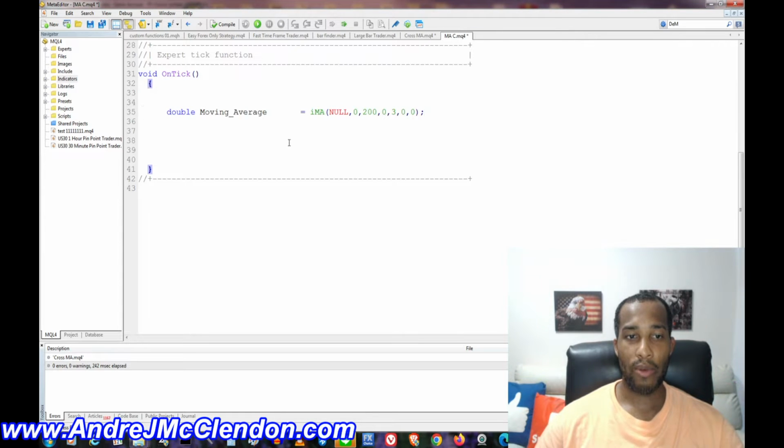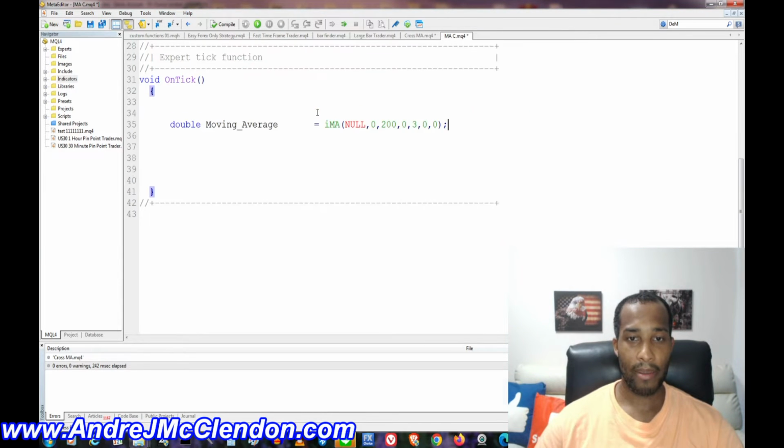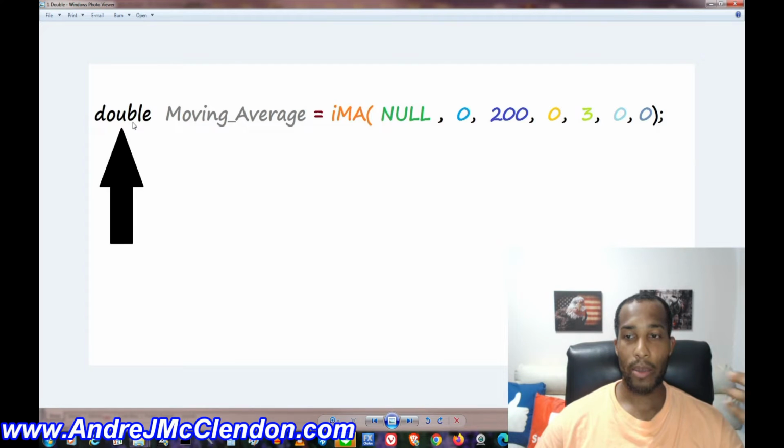Now, here's our first moving average, and I'm going to break it down in detail, okay? In detail, guys, the first thing is going to be called a double. Now, a double is basically going to read out a number that is a non-whole number. It'd be 100.332 or 250.113. Not like an int, which reads out only whole numbers.